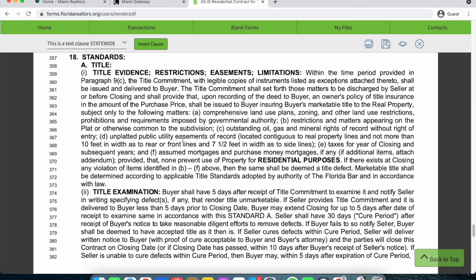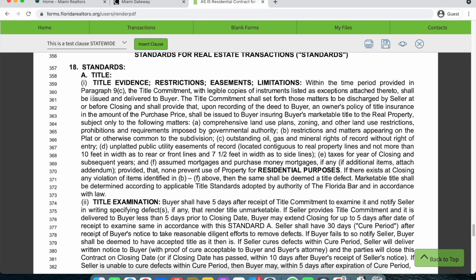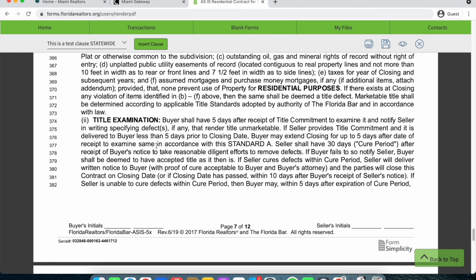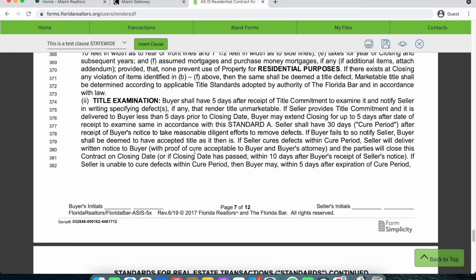Title evidence, restrictions, easements, and limitations. I touched on that earlier. Remember, I told you how important it is to get a copy of the title evidence, restrictions, or anything that's excluded. This paragraph covers that. I'll ask you to read that. Paragraph A1 and 2 will cover both of those, and it's pretty self-explanatory. You need to read it, and it explains it completely in layman's terms.